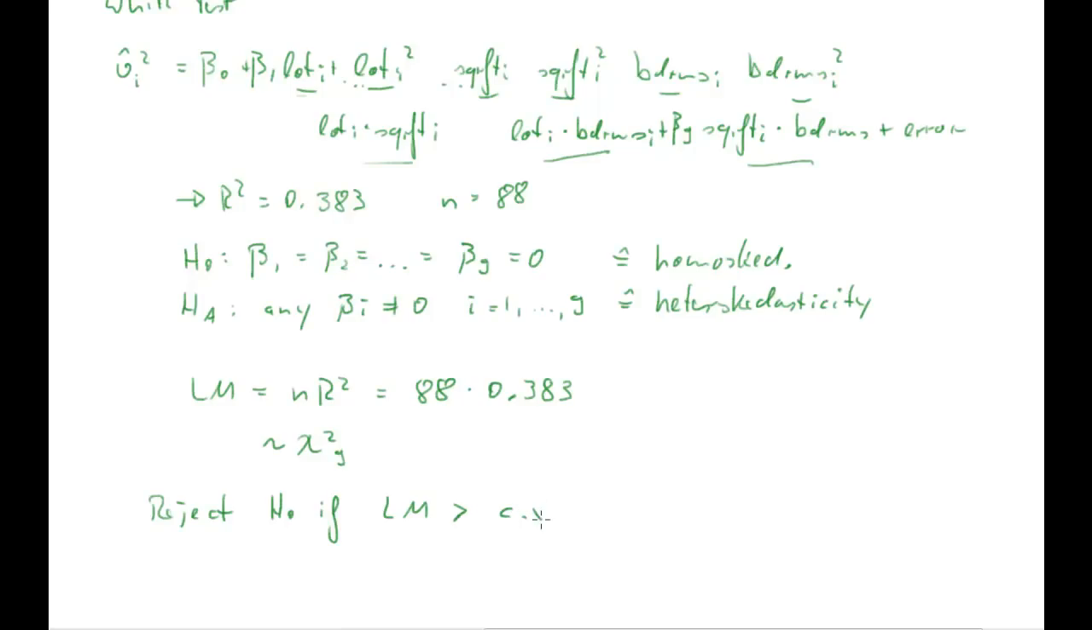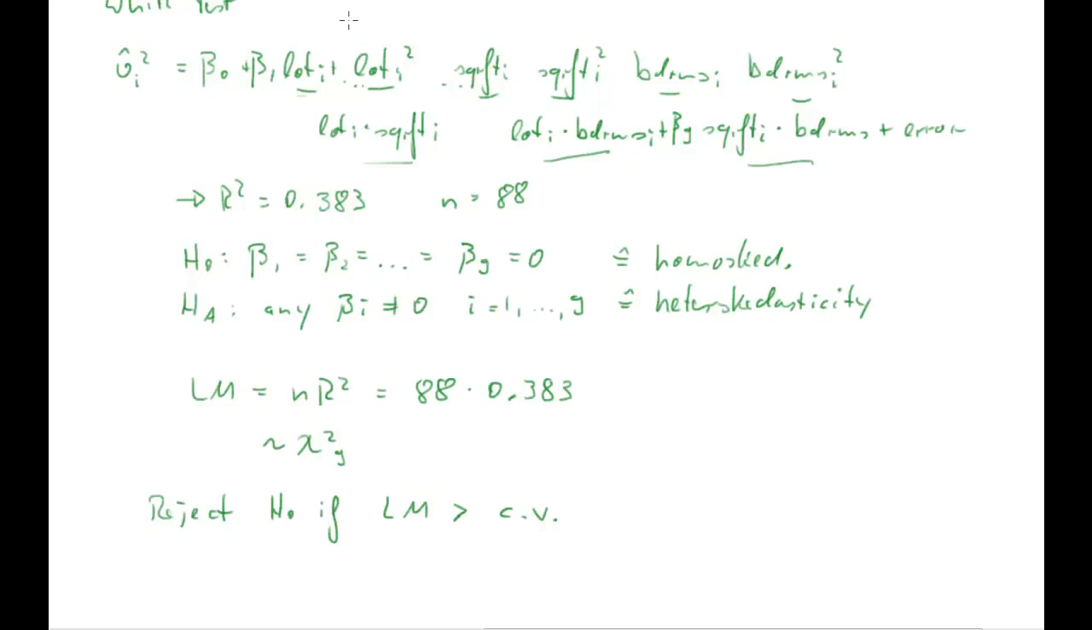and the critical value, I'll just briefly rush to my Wooldridge book, I shall look up in the chi-square table. You of course do that as well while I'll do this. So you find the chi-square table.